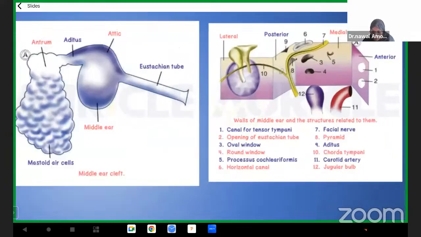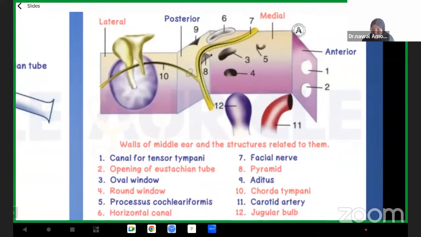If you can see a diagram here. So this is the anterior part. On your extreme right is your anterior part, and it separates the middle ear from the internal carotid artery. Now, the anterior wall has two holes, we can say, two windows.